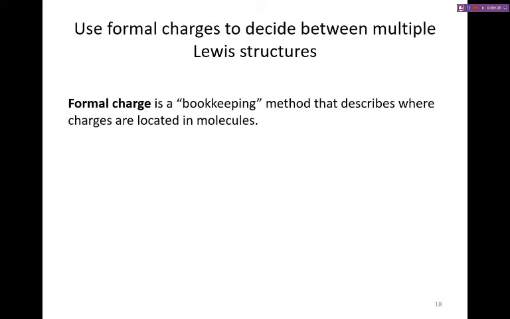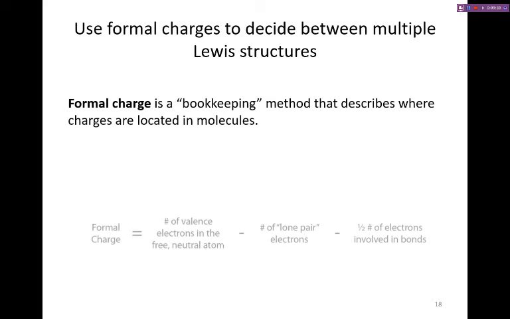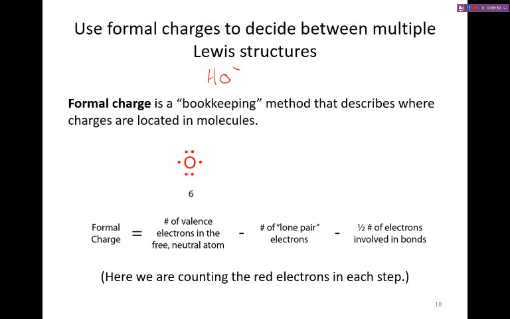Shown here is an example of calculating the formal charge carried by an oxygen atom. I'm going to walk you through that process. So we're saying if we have hydroxide and we wanted to calculate the formal charge on oxygen, here's what we would do. Draw out the oxygen element and count up its number of valence electrons.